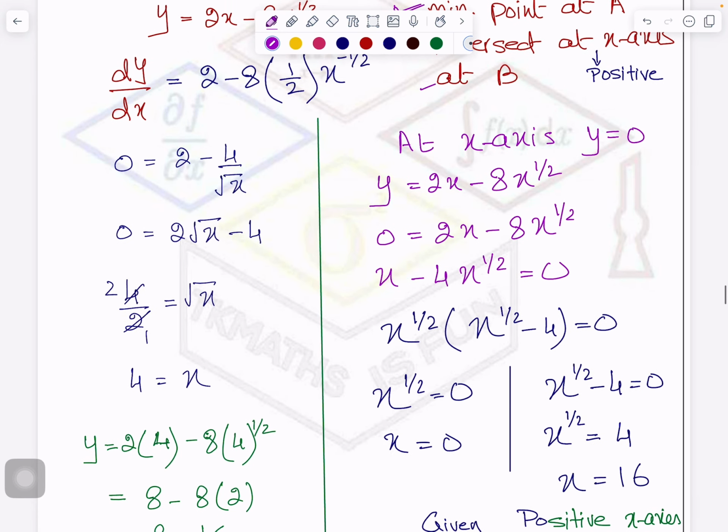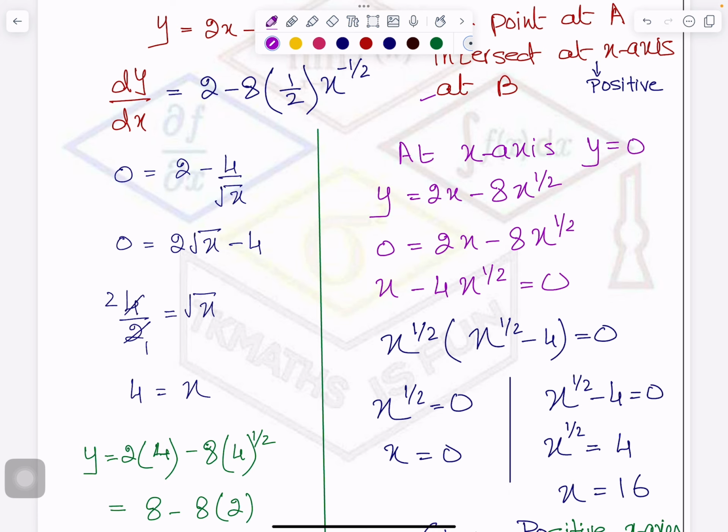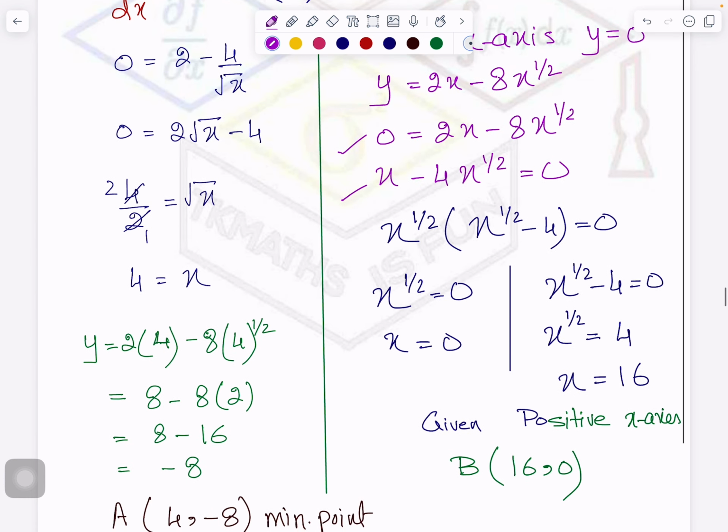And similarly for B, what have I done? I have put y equals 0 because the hint is that it is passing through the positive x-axis, so the y coordinate will be 0. So I'm putting y coordinate 0 in the equation of the curve and solving it. So I got x as 16, y as 0. So this is my point B. So I got my point B and point A, part 1.